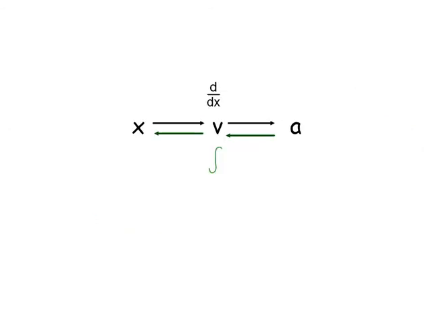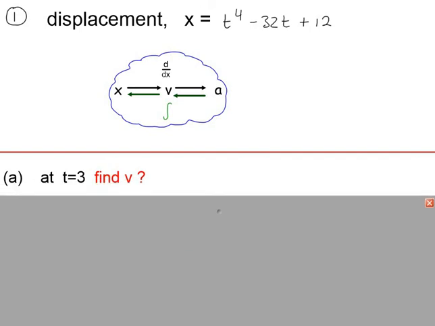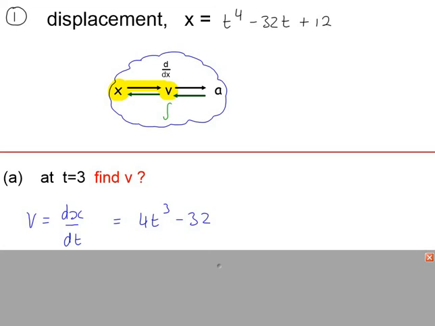A summary of the previous diagram. Example 1. We have a function representing displacement. We want to find the velocity at t equals 3. So at the moment we're here and we want to go to velocity, so we need to differentiate.